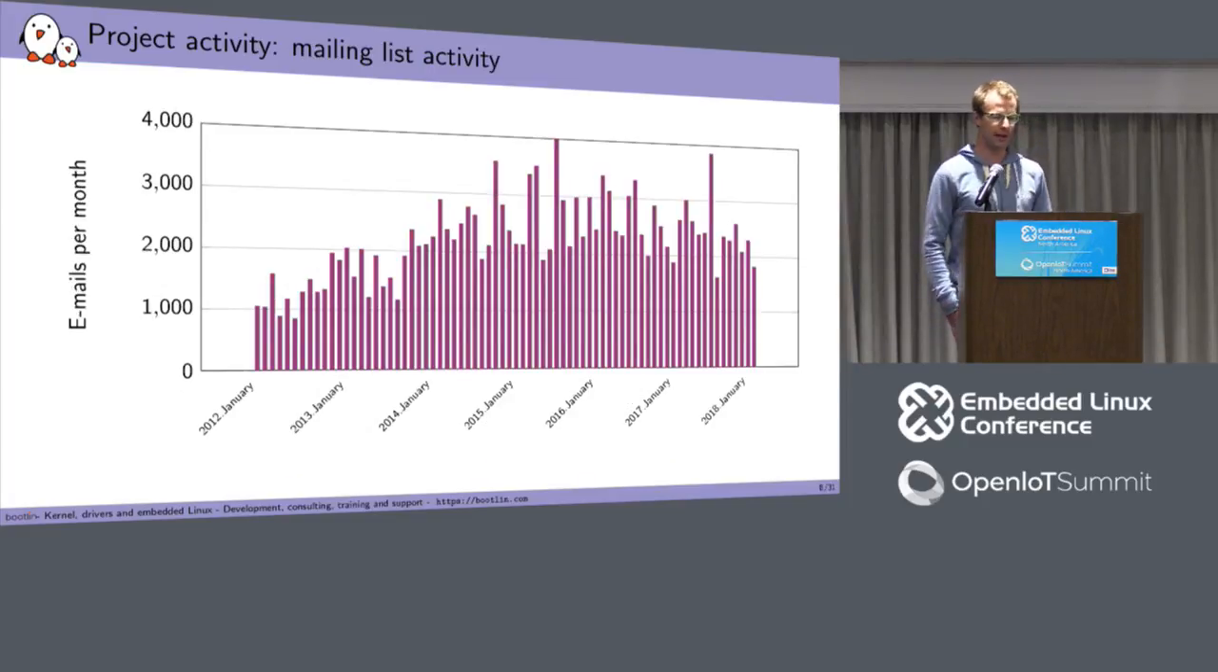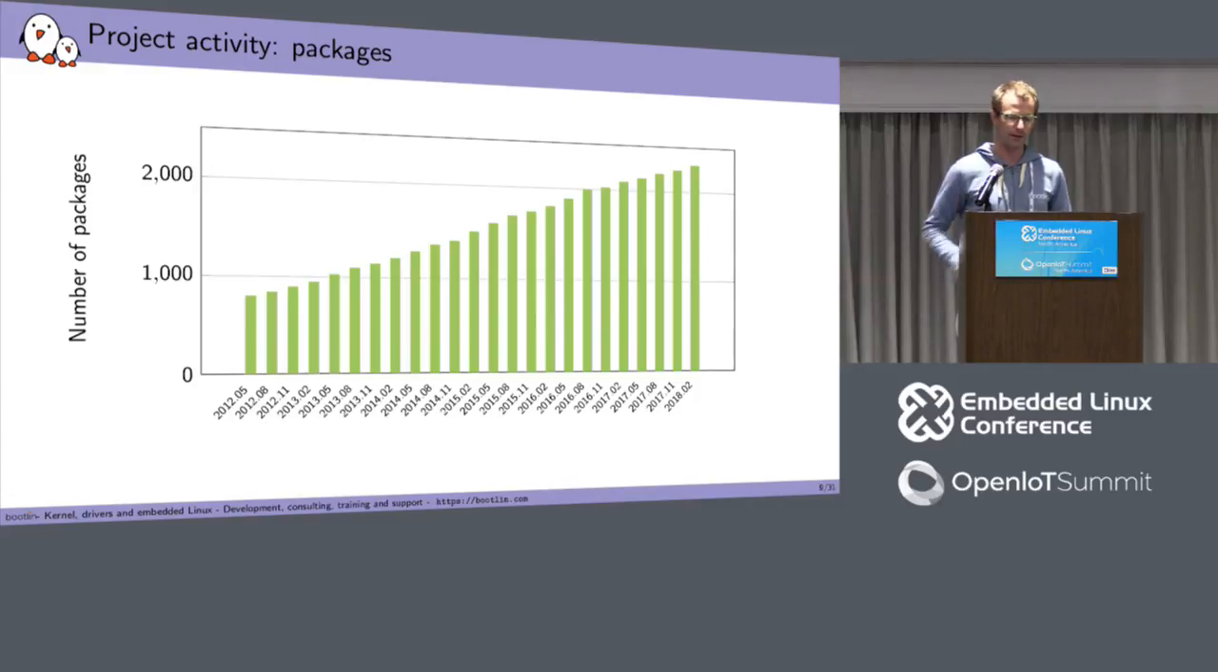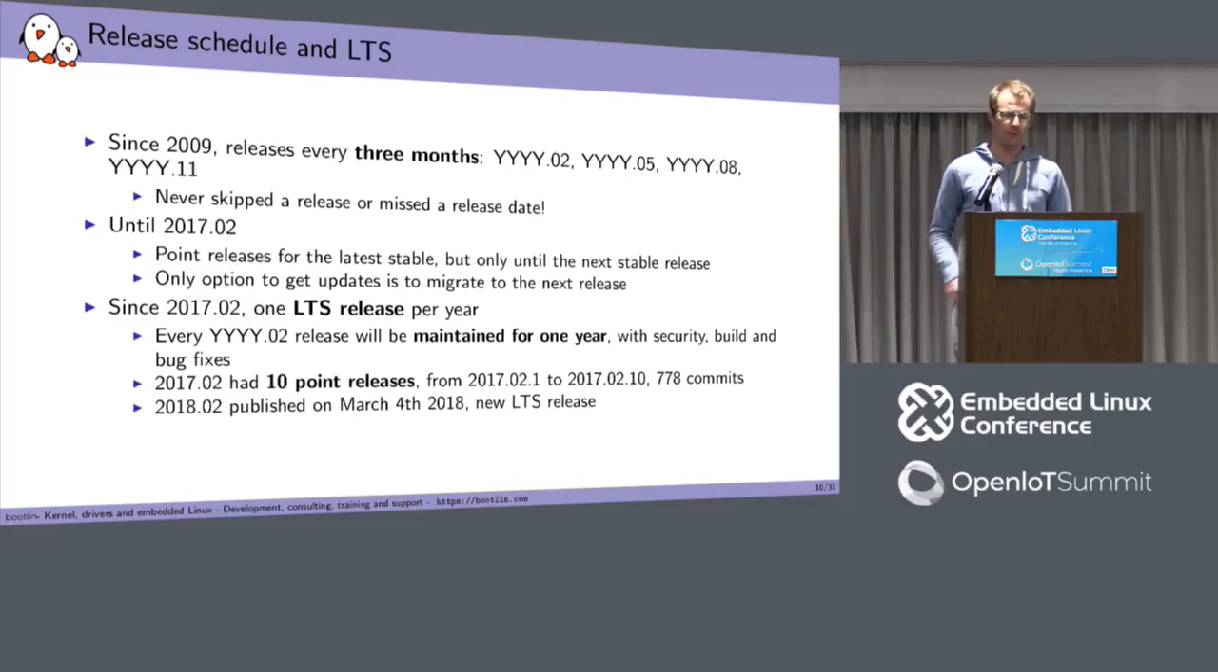The mailing list is fairly active as well, with about 2K to 3K messages a month, so it's pretty active. And the number of packages, as I've said, has grown over time, so we're now up to 2,300 packages integrated. And as I said, every day people are contributing more and more packages to suit their own specific needs.